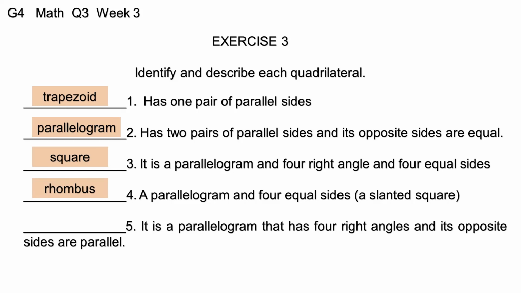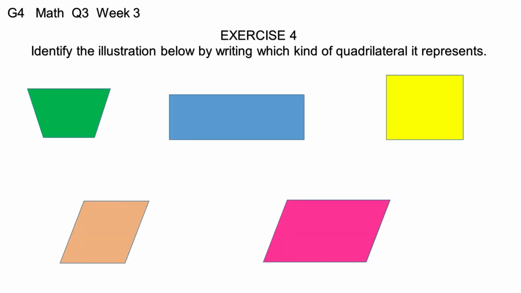It is a parallelogram that has 4 right angles and its opposite sides are equal. So, meron pa rin siyang 4 right angles and opposite sides are parallel. So, you call it a rectangle. Great! So, proceed tayo sa another exercise.